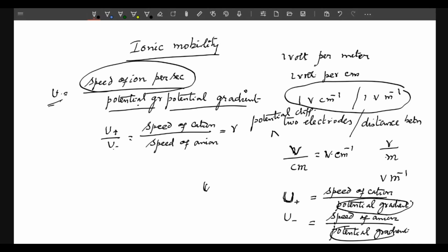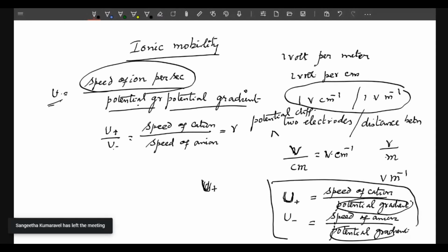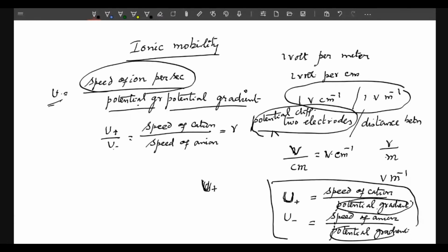U plus or U minus can be calculated using the relationship: the speed of the cation divided by the potential gradient will give you U plus. How to calculate the potential gradient? I have already given this: the potential difference between the two electrodes divided by the distance between the two electrodes. Similarly, U minus can be calculated.